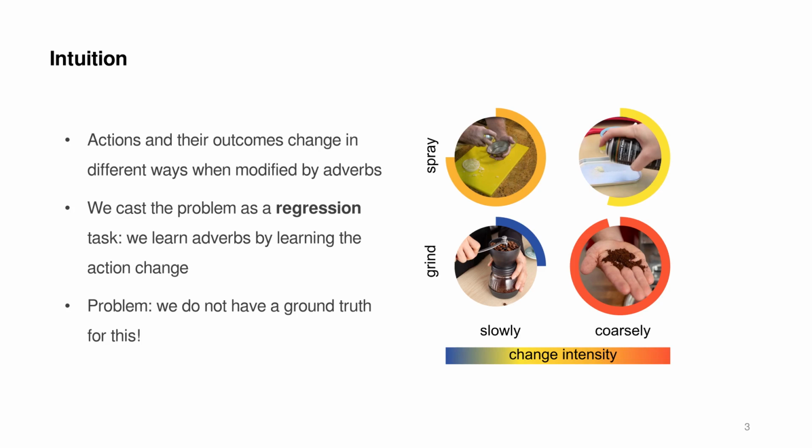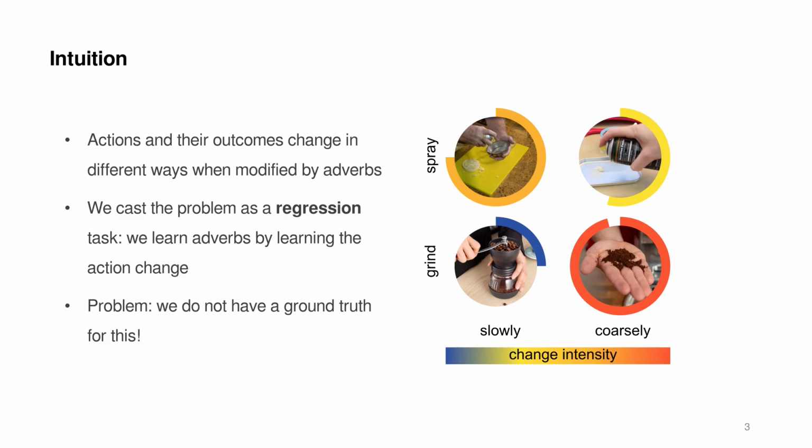Adverbs modify actions in different ways depending on the actions themselves. For example, if we grind coffee slowly, we probably won't see any difference in the outcome of the action. However, if we grind it coarsely, we will see a considerable difference, especially compared to other adverbs such as finely. In order to learn adverbs, we want to learn this action change from the video.